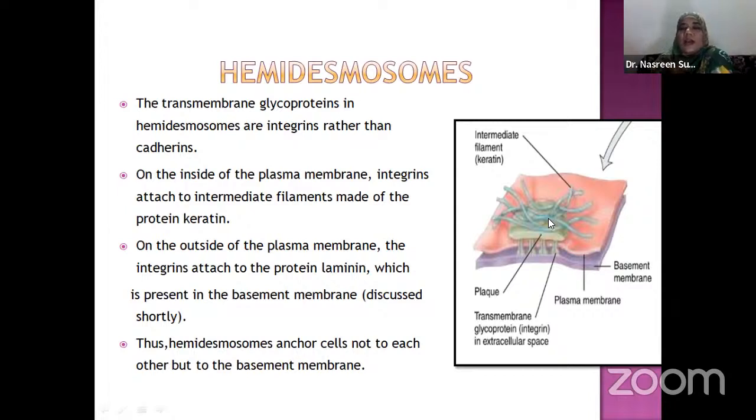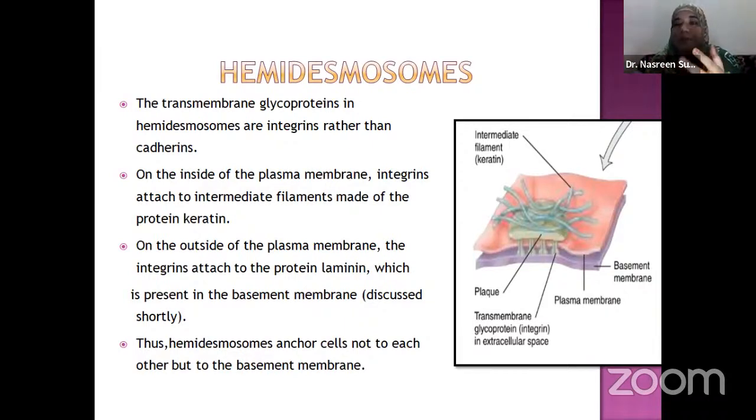Okay, so they are usually present in the basement membrane of the cell. When you study epithelial cells in tissues, you will see the basement membrane and the outer layer of cells. So they are usually present in the basement membrane, and thus hemidesmosomes anchor the cell to the basement membrane, but they are not allowing both cells to attach.